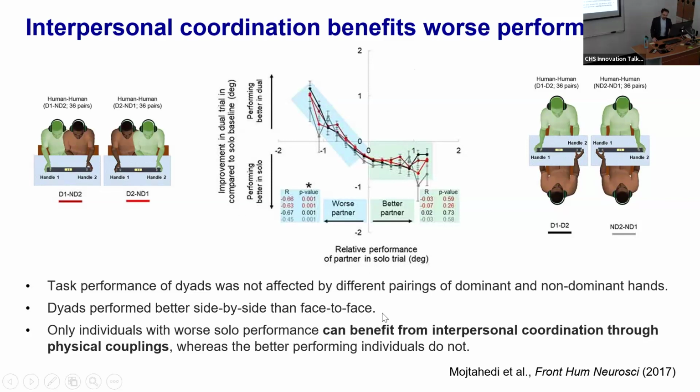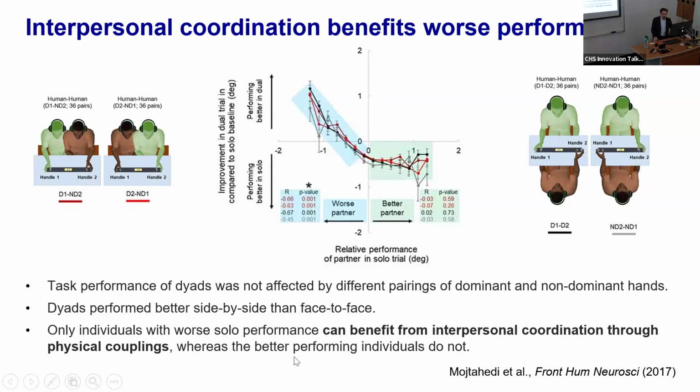There are many reasons why the dominant versus non-dominant pairing did not have any effect, and I can devote time to that question if you're interested. As for side by side being better than face to face, we hypothesize that it possibly has something to do with seeing a different kind of hand. It's almost as if you're working with another side of your body if it's side by side, whereas here you have a mirror image that might actually throw you off. You think about mirror neurons, for example.